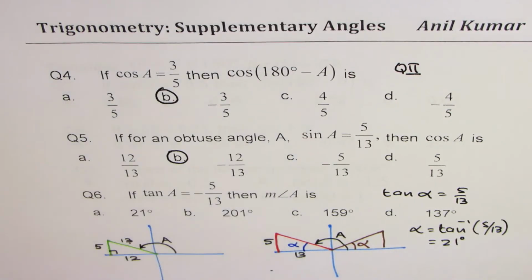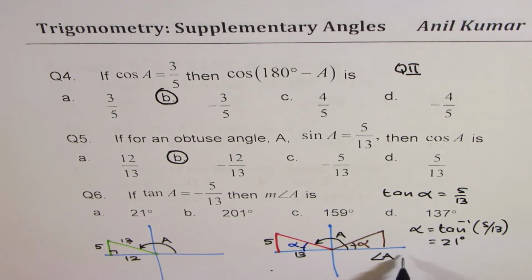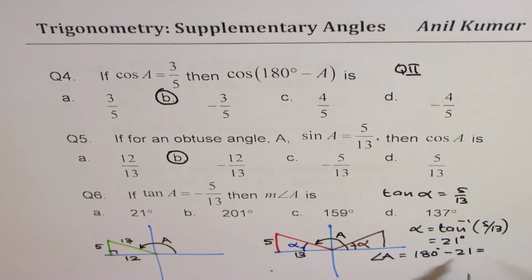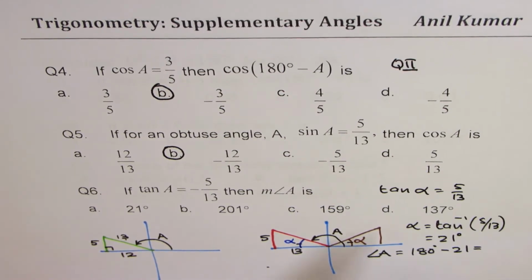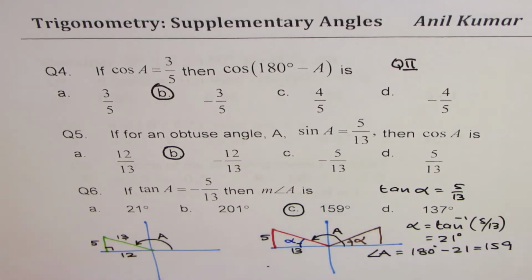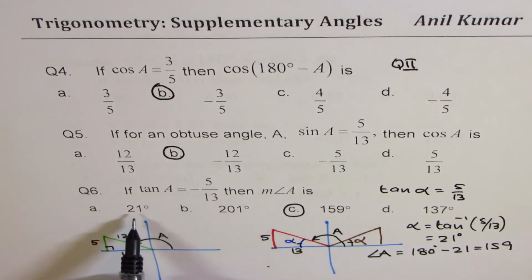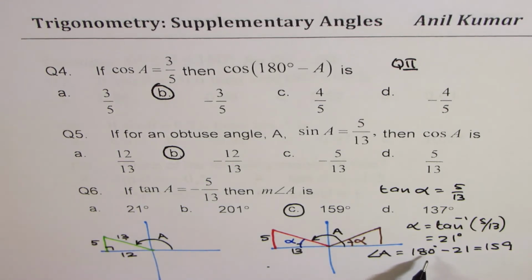Okay. Now the acute angles are the same, so that is 21. So the measure of angle A will be 180 degrees minus 21. Correct? So 180 minus 21 is 159. So that becomes the answer for question number 6. I hope the steps involved are absolutely clear. If you directly use the calculator, you'll get negative 21 as your answer, not the actual answer. Therefore, this is the method to be adopted.